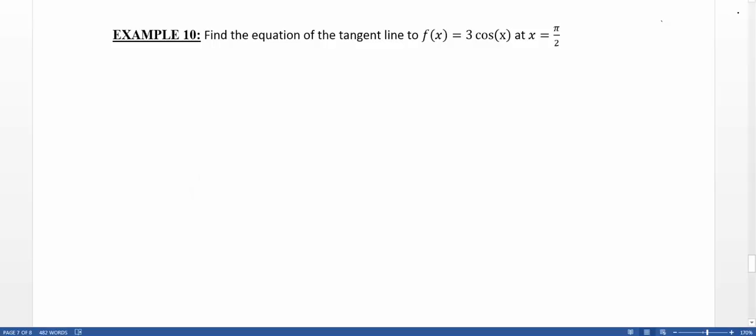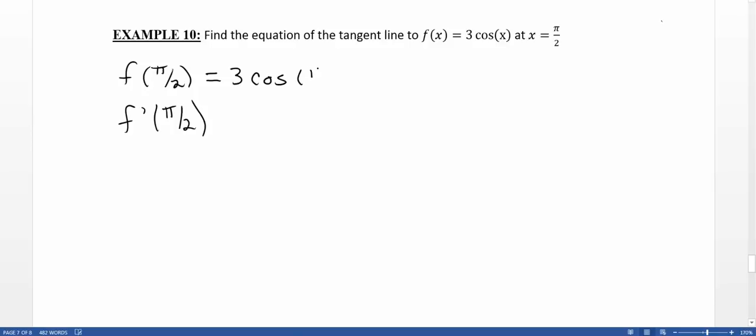Example 10. Find the equation of the tangent line to f(x) = 3 cosine x at pi over 2. To find the equation of the tangent line, we're going to need the functional value at pi over 2 so that we have a point, and the derivative at pi over 2, which will give us the slope. So f of pi over 2 means we're plugging pi over 2 into our function.